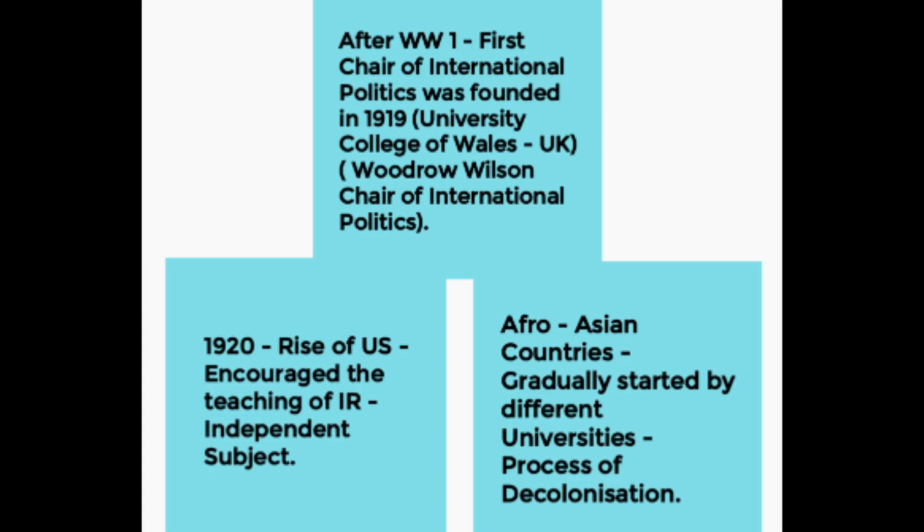So, after the First World War, the first chair of international politics was founded in 1919 at the University College of Wales in the UK. In fact, this chair is also named and known as the Woodrow Wilson Chair of International Politics. Several prominent historians like Alfred Zimmern, C.K. Webster, and E.H. Carr, etc., were the early occupants of this chair. With this, the seed of international relations as an autonomous academic discipline was sown.